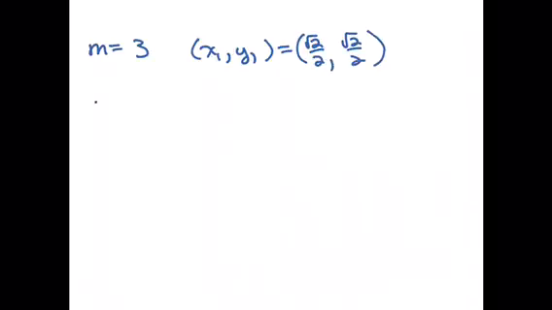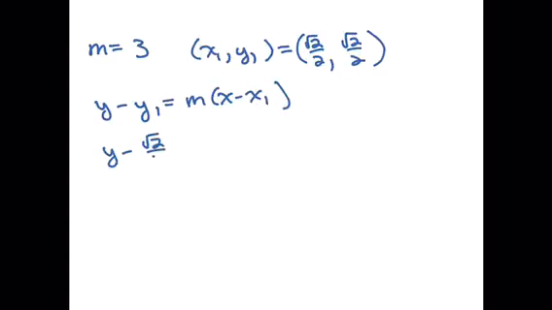So now we have a slope of 3, and we have a point x1, y1 is root 2 over 2, root 2 over 2, and we can plug that in to point-slope form. So my equation becomes y minus the square root of 2 over 2 equals 3 times x minus the square root of 2 over 2. In point-slope form, that is the equation of our tangent line.